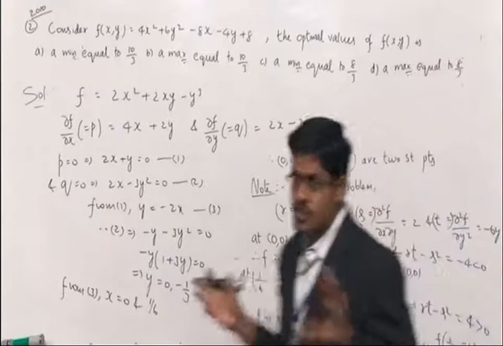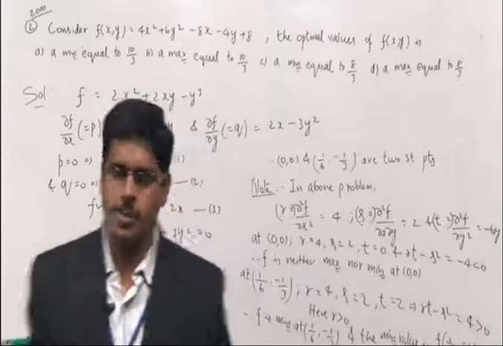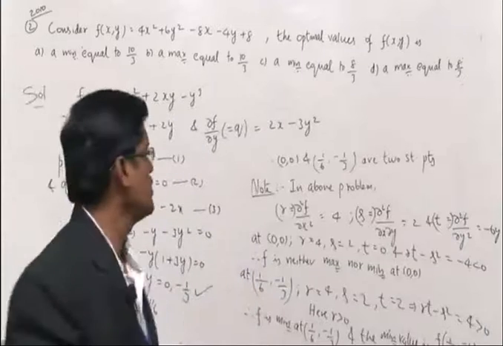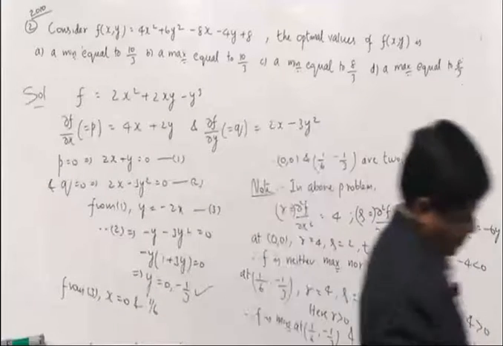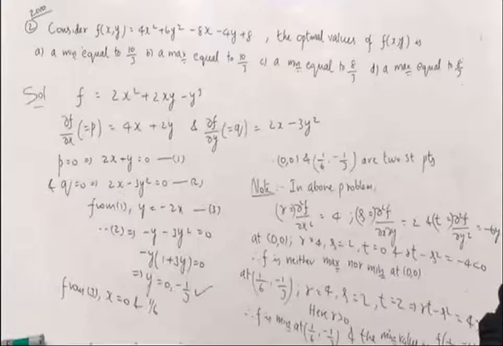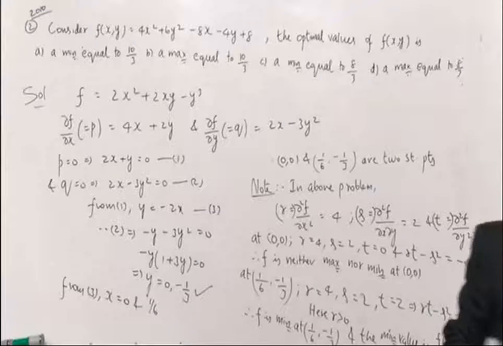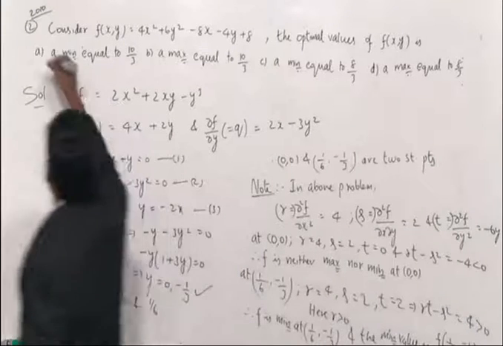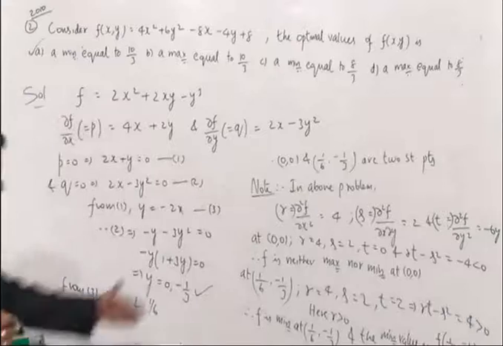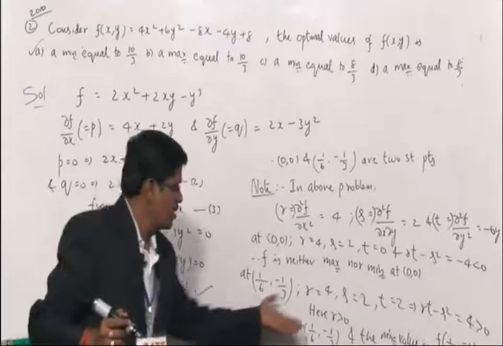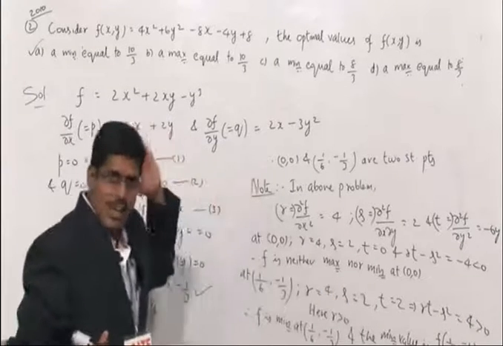So here optimal values means other name for extreme values, minimum or maximum. Optimum means either maximum or minimum. Answer is option A. Later you check. I have decided like this: you need to find the minimum value. That value is 10 by 3.